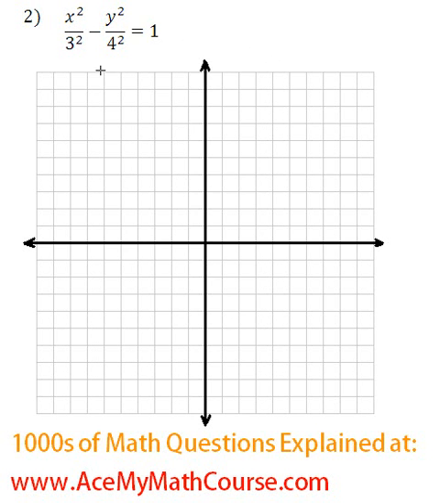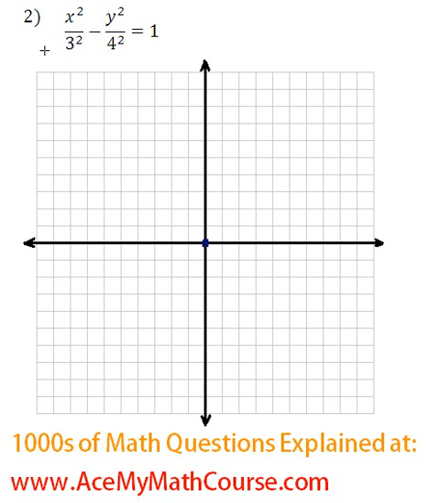Now let's graph another hyperbola. And again, we have a hyperbola with center at the origin at 0, 0, because we just have x squared and y squared. No number subtracting or adding to the x or to the y. So that is the center right there.